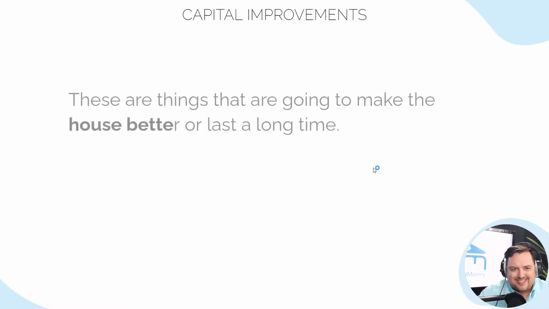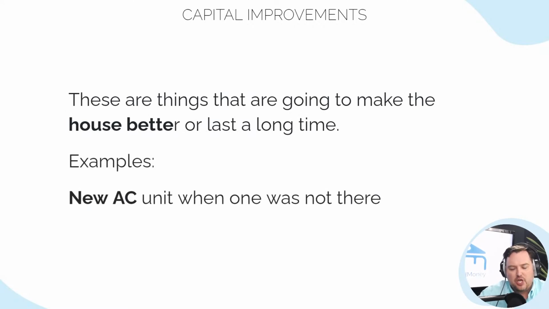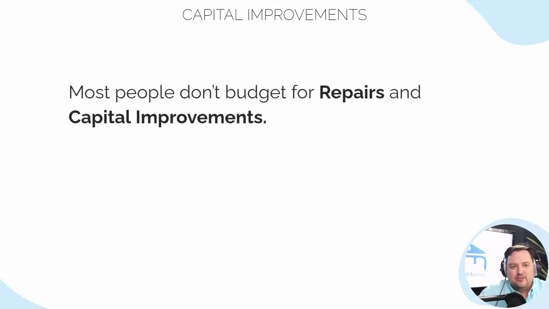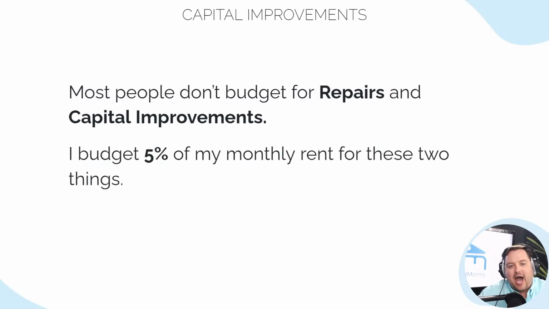Capital improvements. Let's talk about what capital improvements are. These are things that are going to make the house better or last a long time. So some examples: a new air conditioning unit when there wasn't one, or putting on a new roof, or putting in a new kitchen. Those types of things are going to be capital improvements. And most people don't budget for repairs and capital improvements that you're going to have. I budget 5% of my monthly rent for these two things. So 5% for repairs and 5% for capital improvements.